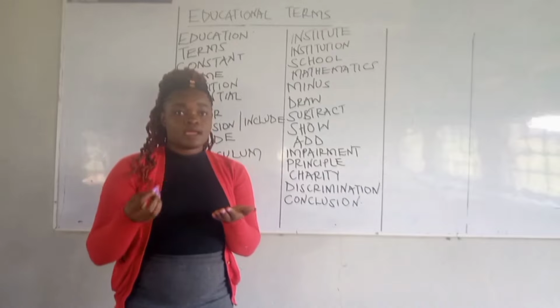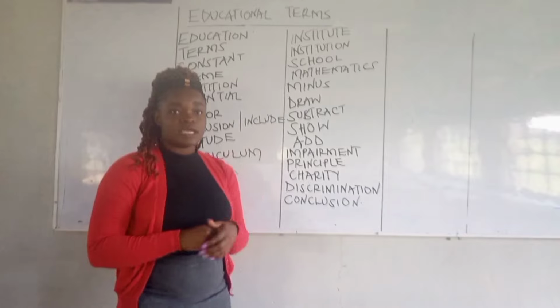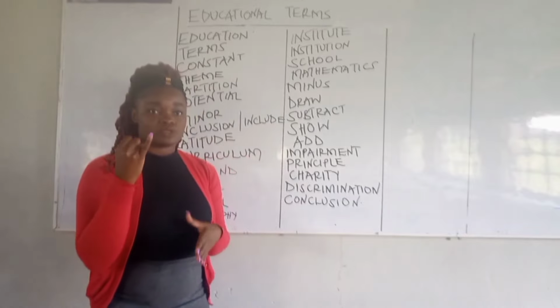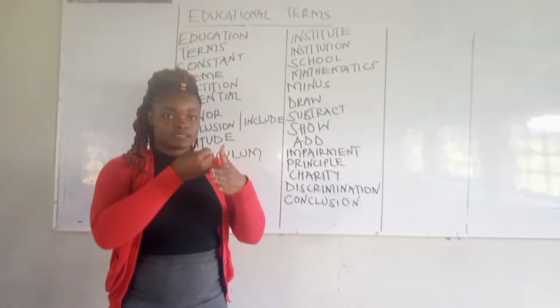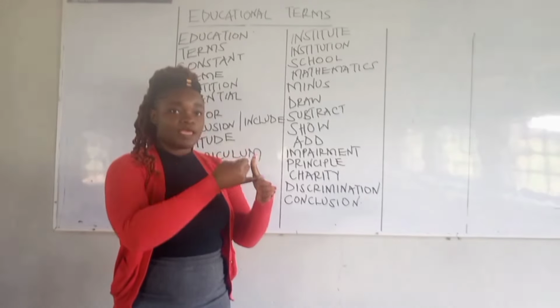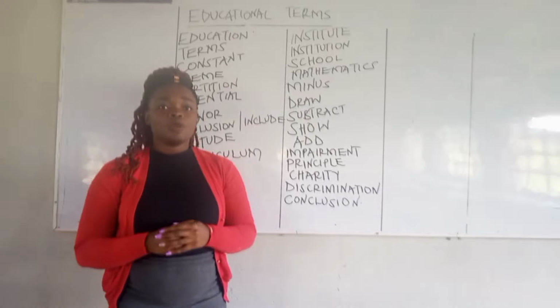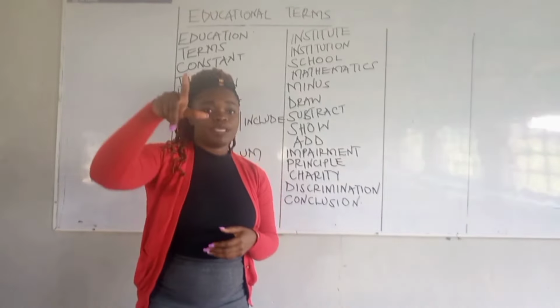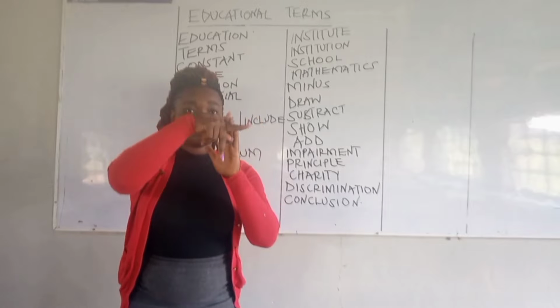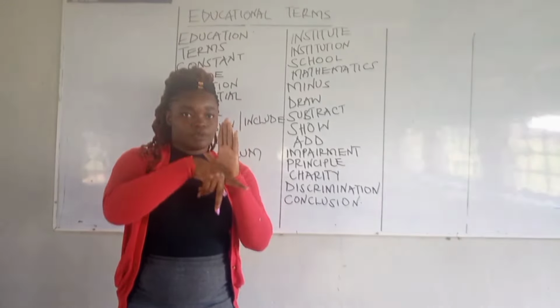Then next we have impairment. Impairment, we sign it this way, using the small finger. Then next we have principle. Principle, we shall use the P hand shape on your palm. Movement is downwards.